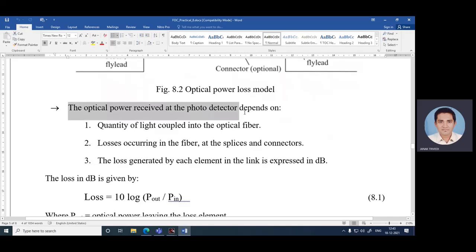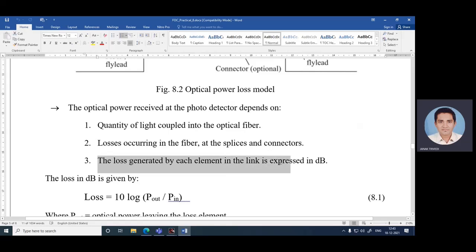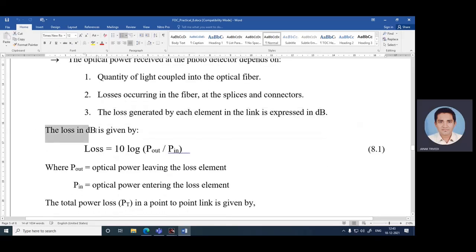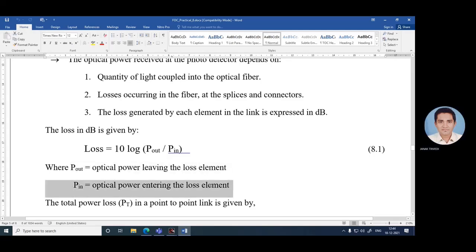The optical power received at the photodetector depends on, first, the quantity of light coupled into the fiber; second, losses occurring in the fiber at the splices and connectors; and third, the loss generated by each element in the link as expressed in dB. The loss in dB is given by loss equal to 10 log10 of P out by P in, equation 8.1, where P out is the optical power leaving the loss element and P in is the optical power entering the loss element.